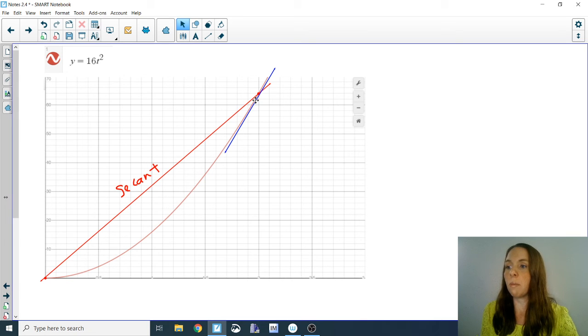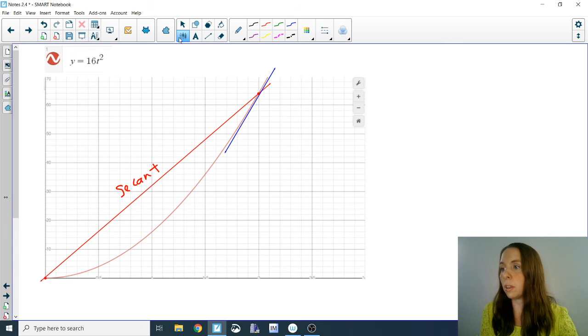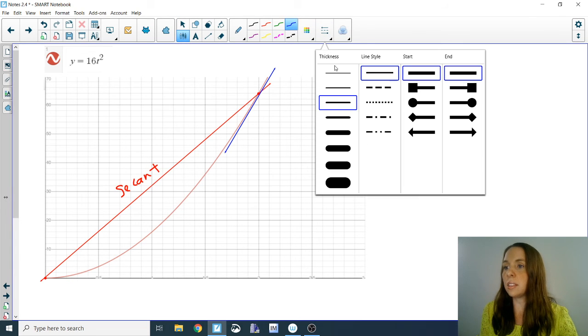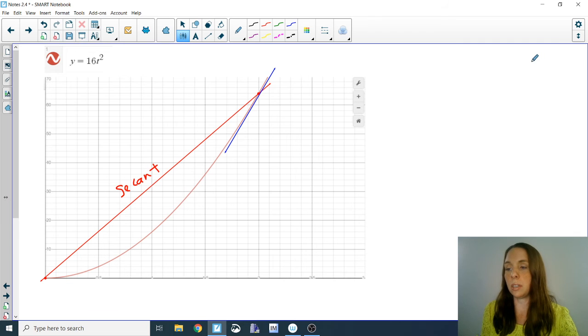Okay. The third thing I want you to notice about this is that this line is just going through 1 point on our curve. And a line that just goes through 1 point on the curve is called a tangent line.